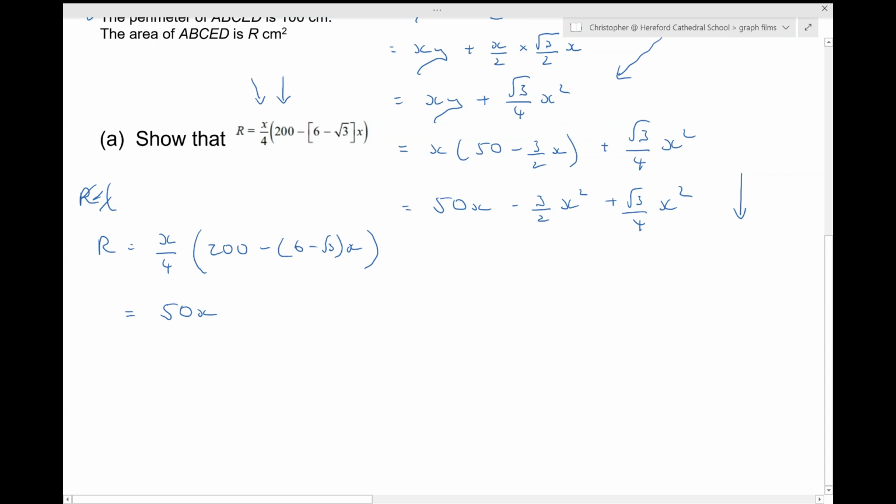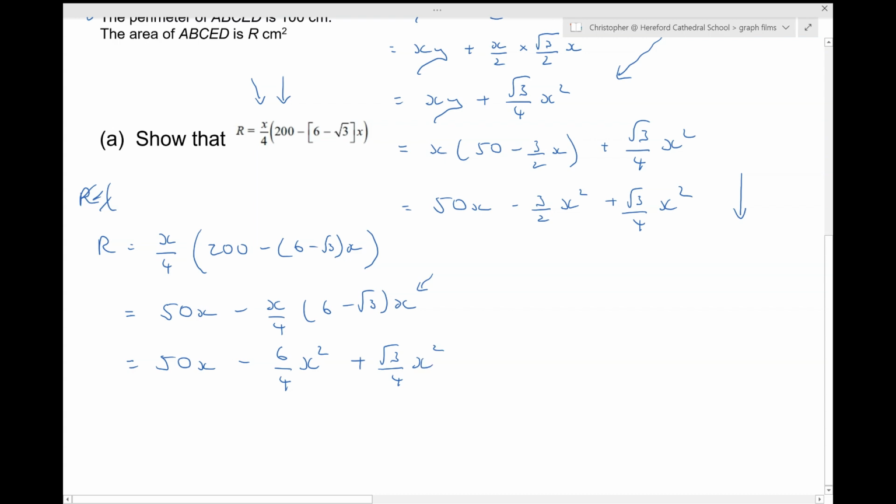Now, x over 4, let's just keep it simple, shall we? x over 4 multiplied by the bracket multiplied by x. I'm just doing one thing at a time. I don't want to mess up those signs. 50x. Now I've got minus a quarter, so minus, I've got x over 4 times 6, and then times x at the end. Don't forget about that x there. So I'm going to have 6 over 4 x squared. Now I've got a minus times a minus as a plus. I've got root 3 over 4 and then x squared.